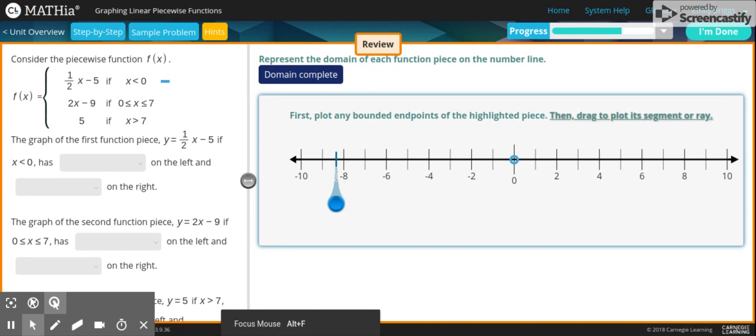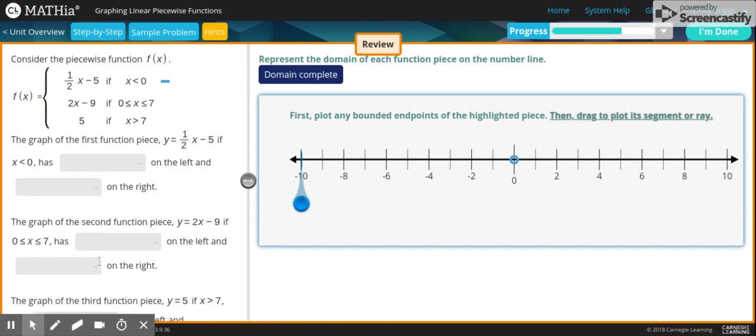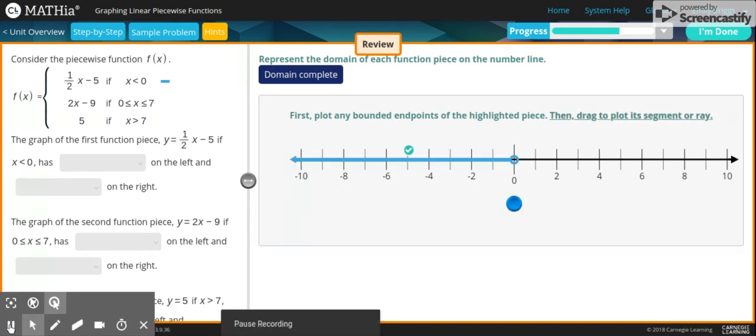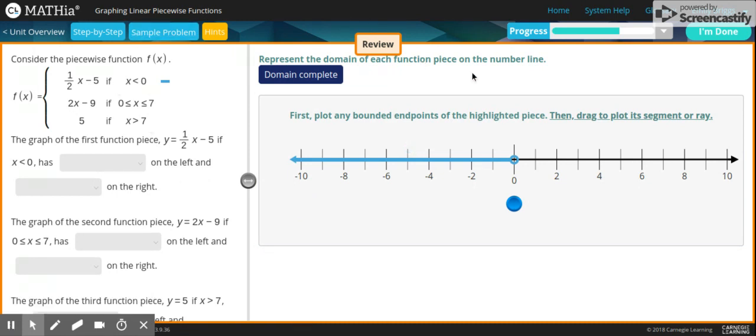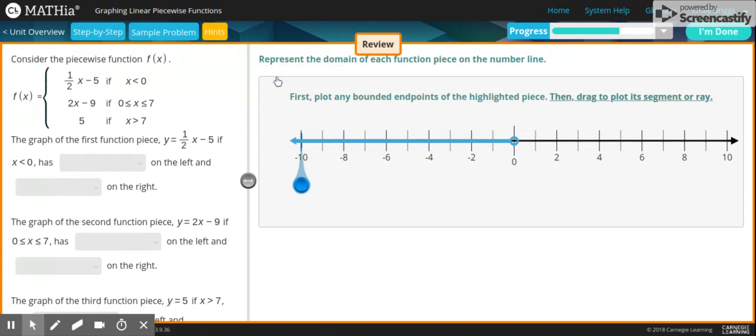And then you have to decide whether it goes to the left or to the right. So as you can see, it's less than 0, so x is less than 0, so anything below, you slide your pointer to the left, so it has this big arrow. Sometimes it's picky, and then you click domain complete.